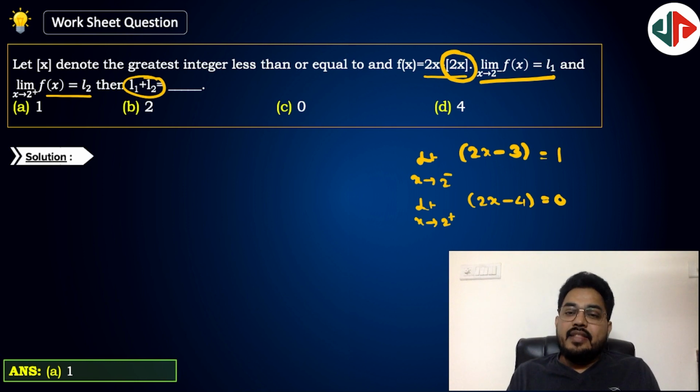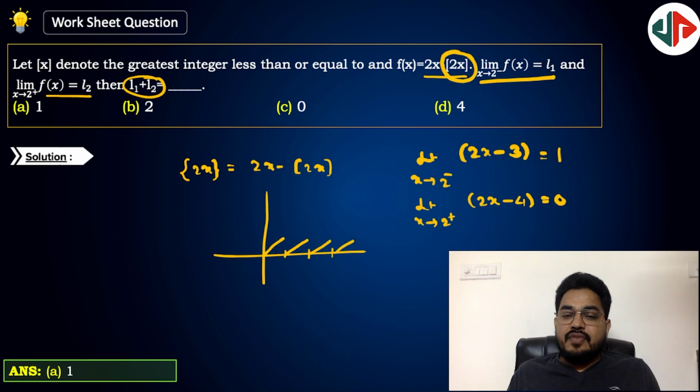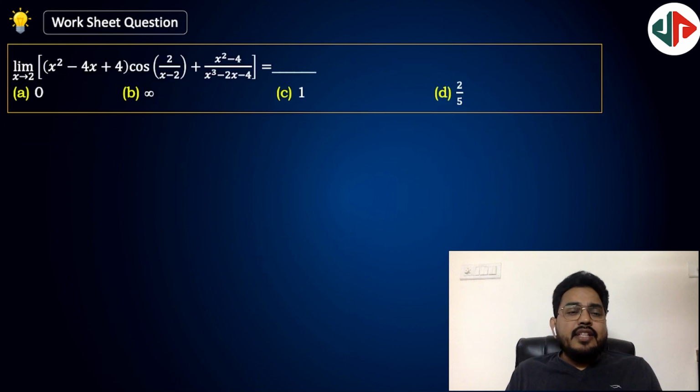Actually, this is simply 2x minus step of 2x, which is the fractional part of 2x also. So the graph of the fractional part of 2x will go from 0 to 1 by 2, 1 by 2 to 1, 1 to 3 by 2, like this. So for this one, the right limit is always 0, the left limit is always 1.